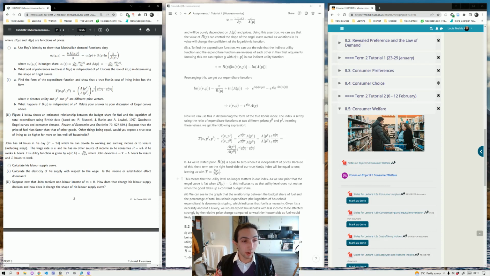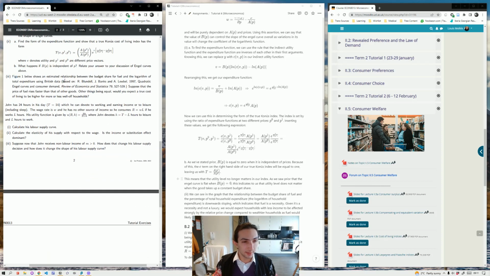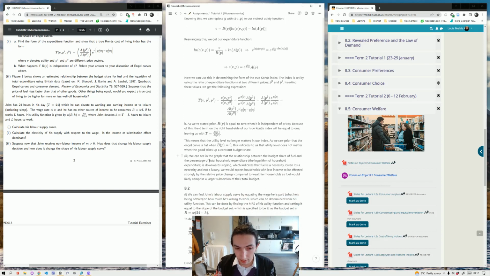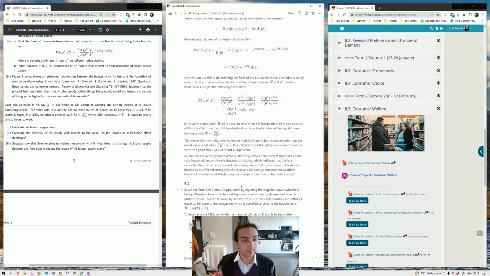Now for 3, figure 1 shows an estimated relationship between the budget share for fuel and the logarithm of total expenditure. Now, logarithm of total expenditure could be percentage of total expenditure. You can still think of it like that. Actually, maybe not. Percentage change in total household expenditure. Hold on, I'm going to change that. Let's just delete that. Okay, so we have a logarithmic, at least, relationship here.